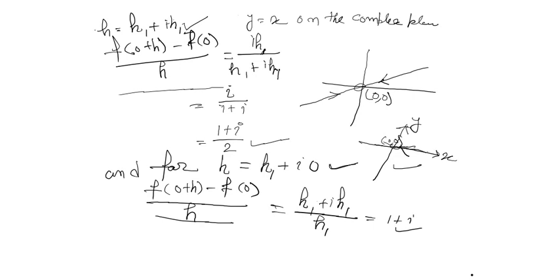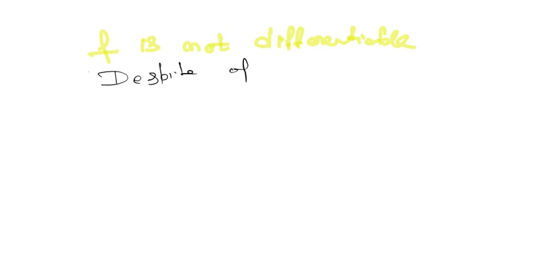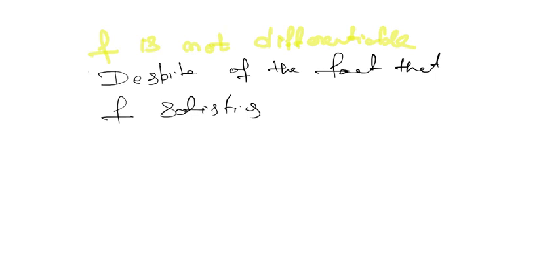Okay, so let me take a highlighter. Here it is. This value and this value, look, these two are different. So therefore finally we can conclude that f is not differentiable, despite the fact that f satisfies Cauchy-Riemann equations.